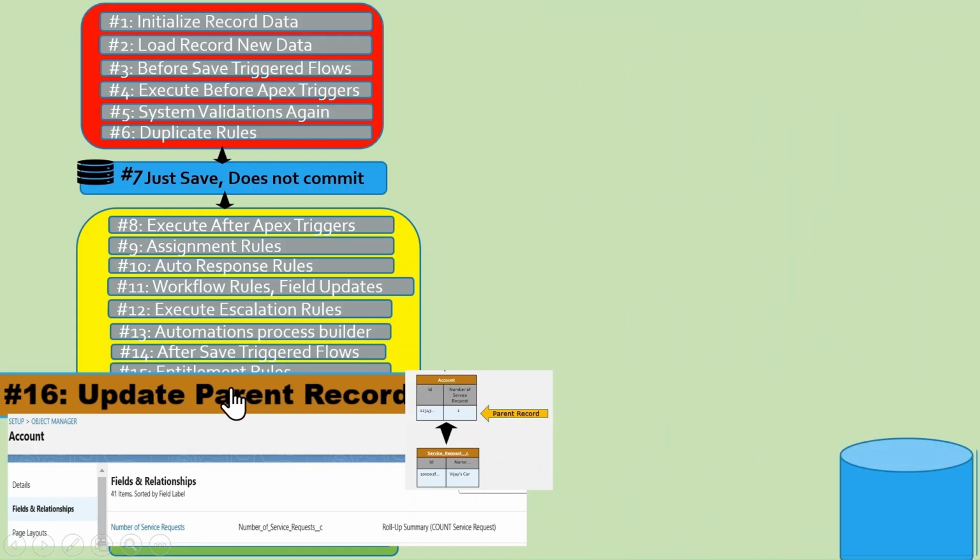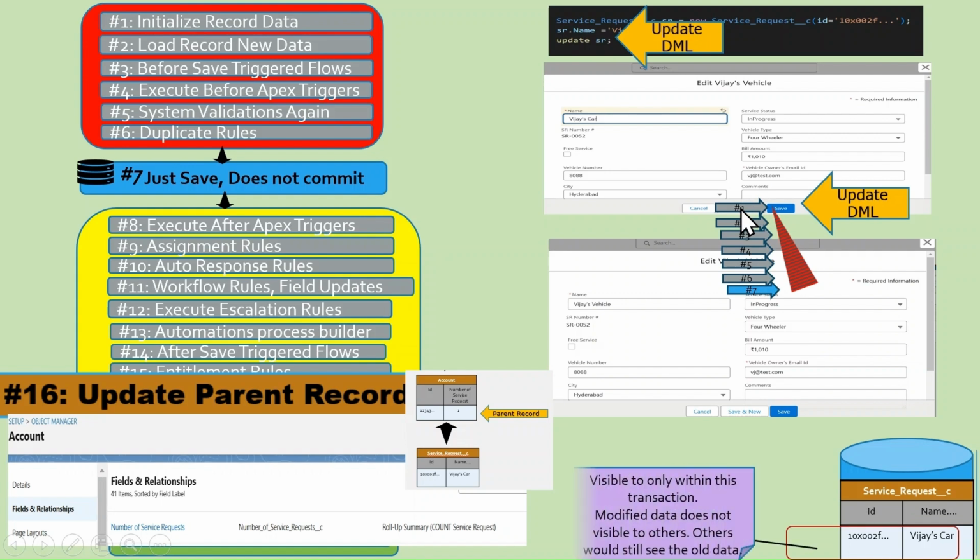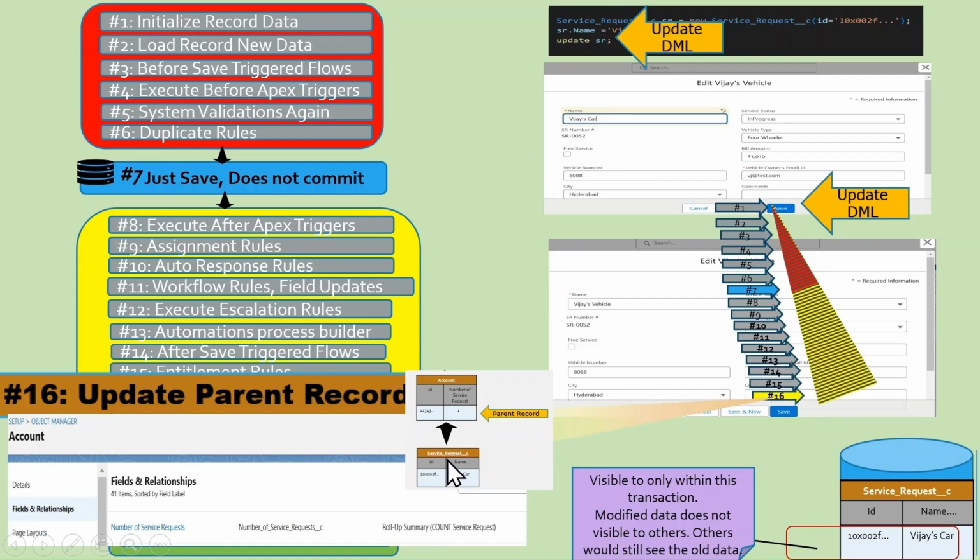Similarly, for the update DML, on click of save or on performing the update SR, it performs the order of execution from step 1 to step 15, then it moves to the step 16 to identify whether there is a roll-up summary field on its parent. Since it has a roll-up summary field over here on its parent, that is account, it will update that parent record.